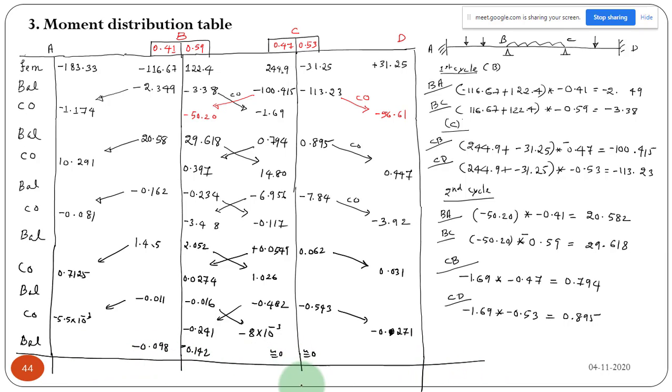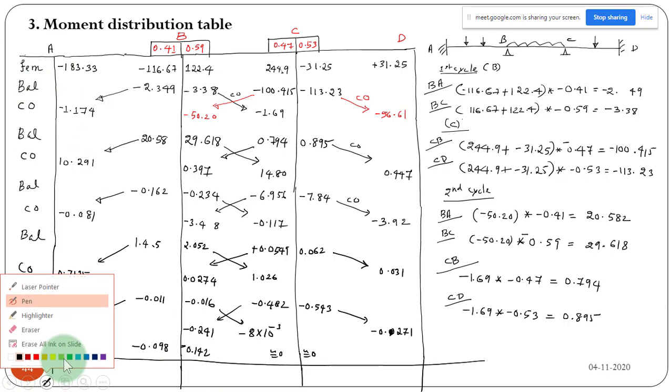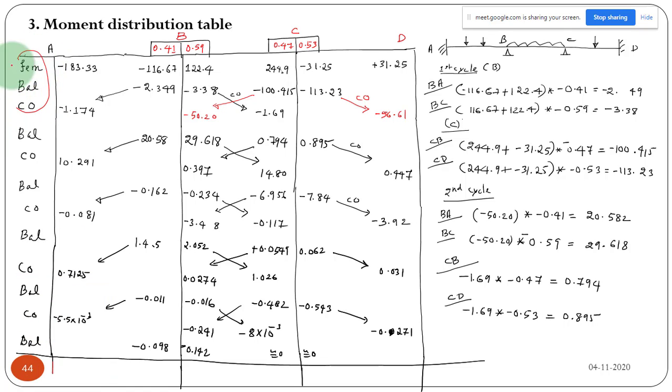How many cycles have we done? This is our first cycle, second, third, 4 and 5. We have done 5 cycles. Finally we found that these carried over moment values are negligibly small. So even if you go for further cycles, you won't get any difference in the final answer. So now we can find out the final moment values. Okay, this is the final moment.